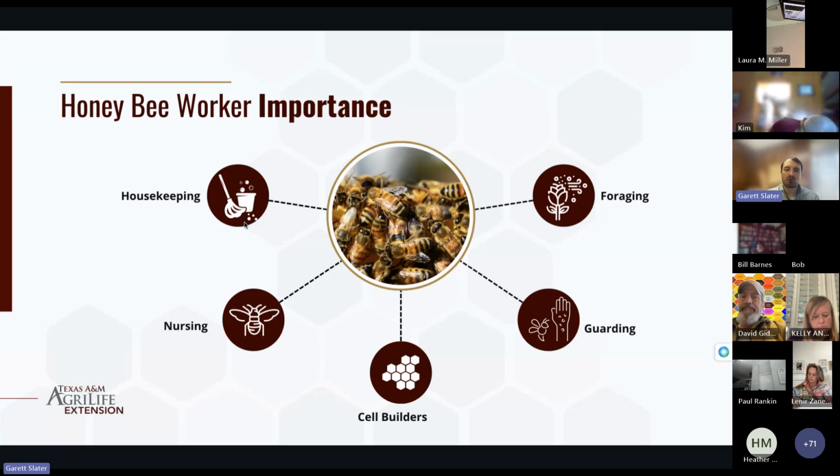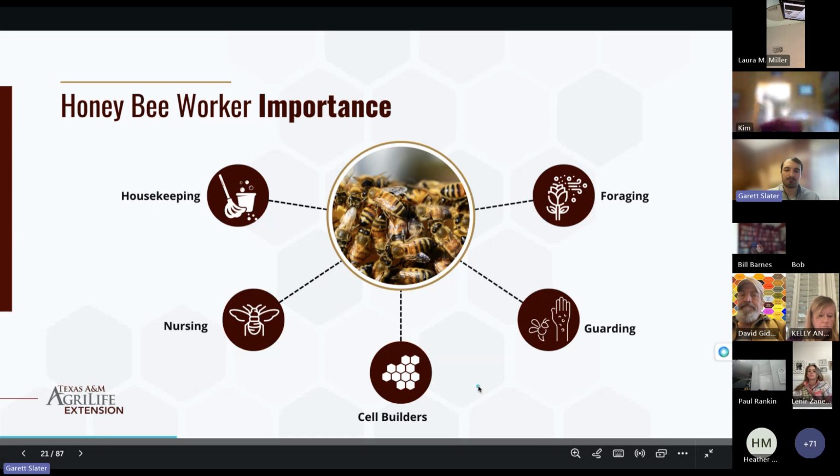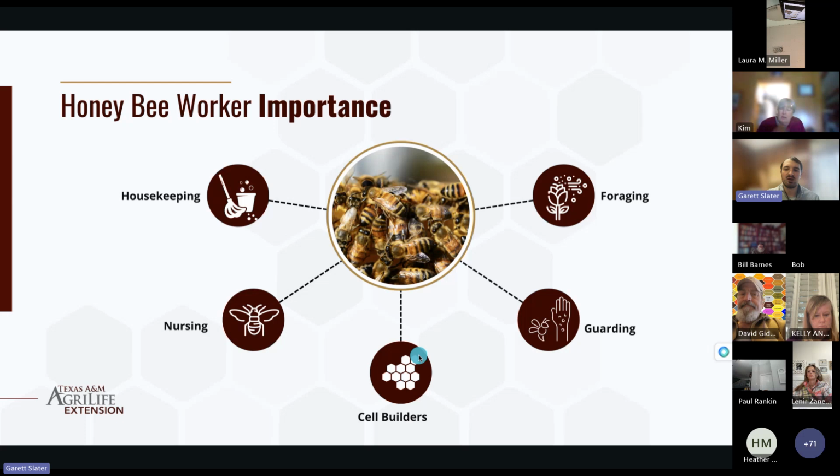What's really cool about workers is they change over time and shift through all these different tasks. One worker will go through all these different tasks through their entire lifespan. A worker will go from housekeeping to nursing to cell building all the way to foraging during their entire lifespan. And their whole anatomy and physiology changes to become specialized for each task.